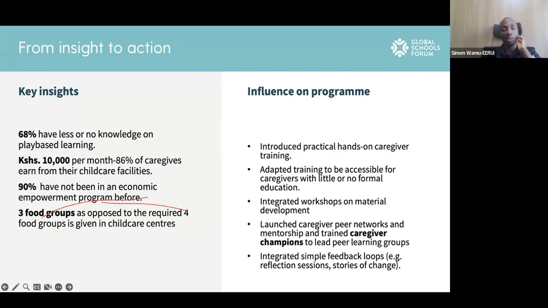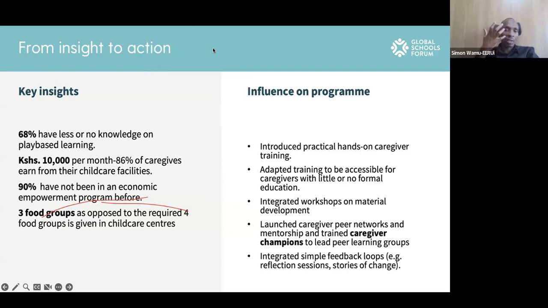And that was significant for us because we understood that by helping them get business skills, that will help them run their childcare facilities properly, and in the end support the children to improve their child development outcomes. And then on nutrition, we realized that most of these childcare providers provided 3 food groups as opposed to the recommended 4 food groups that were needed to be given to the children.